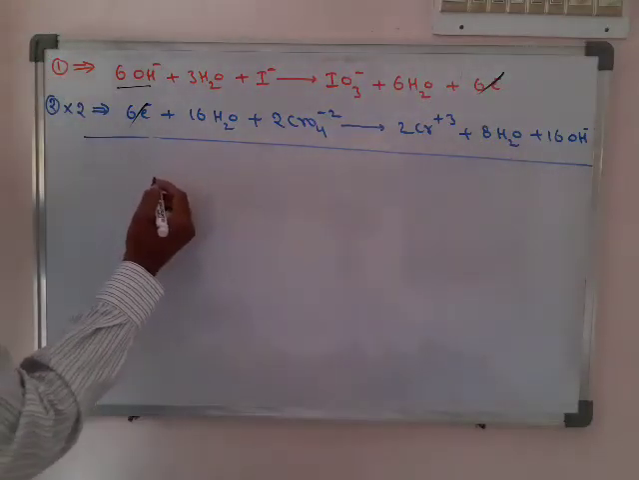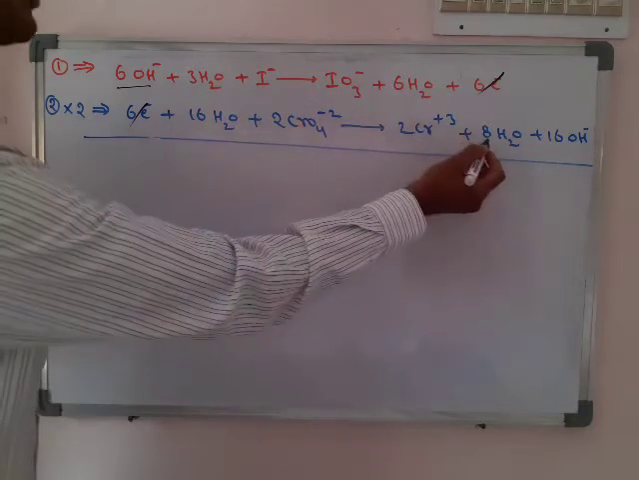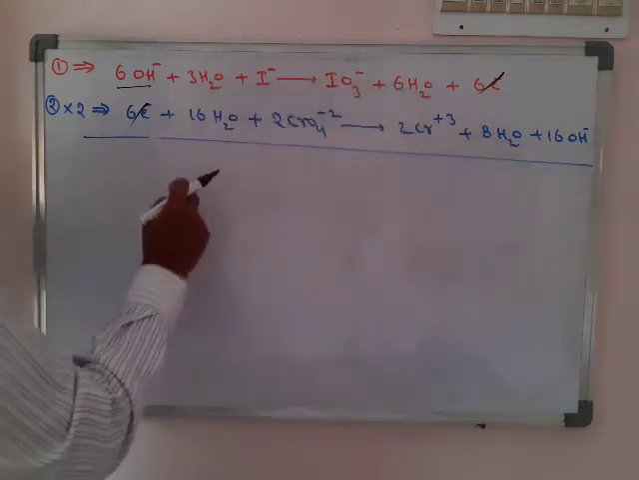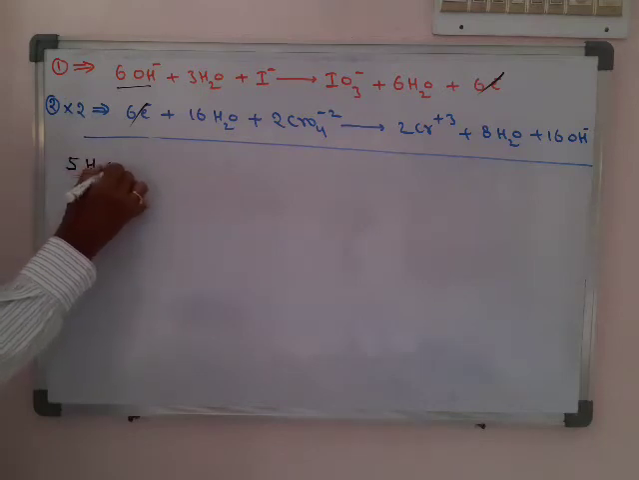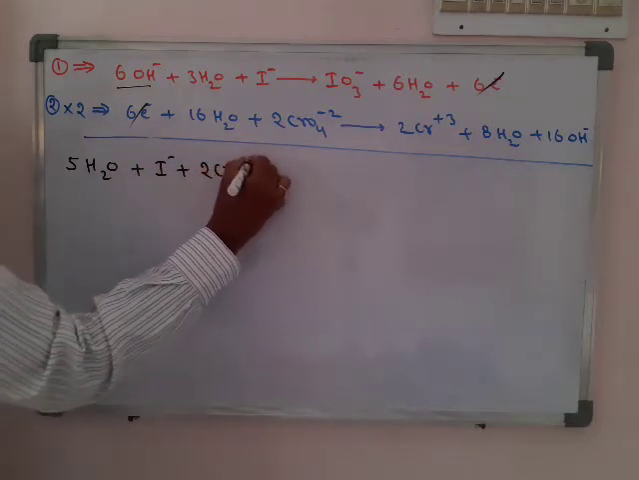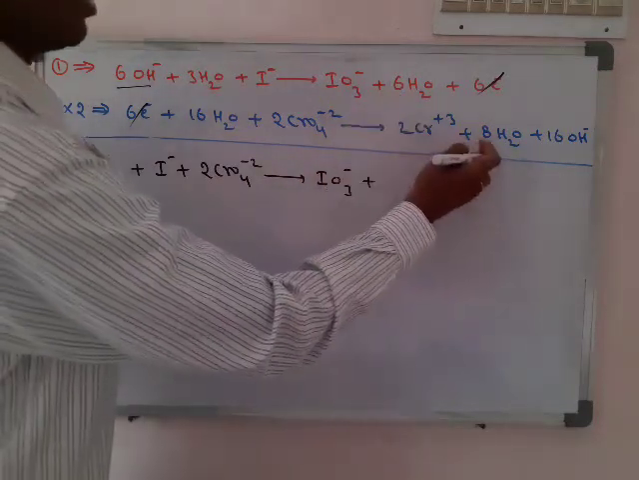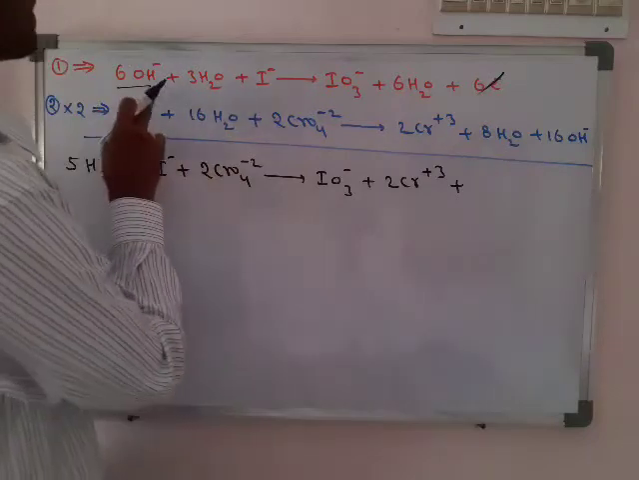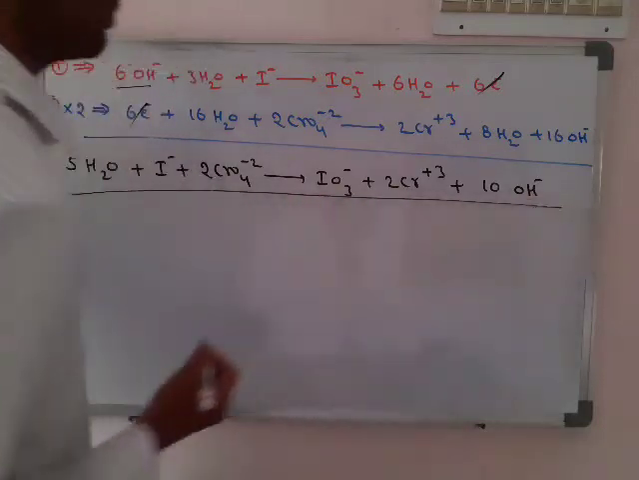Next see the water molecules. Here 19 H2Os are there, there 14 H2Os are there, so 14 cancel out and 5 H2Os remain. So 5 H2O plus I minus plus 2 CrO4 minus 2 gives IO3 minus, plus 2 Cr plus 3, 6 and 8 is 14 already cancelled, plus 10 OH minus. The 16 OH minus already had 6 cancelled, so only 10 OH minus. So this is the balanced equation.